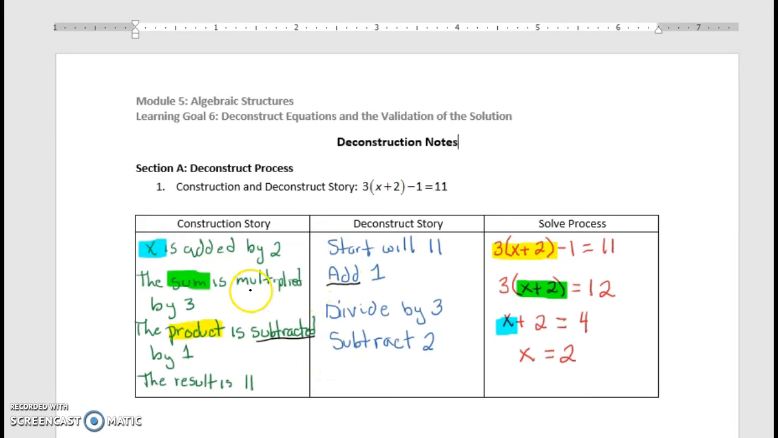We're going to use, when we constructed, we had multiplication, so in our deconstruct process, we're going to have division. And in our construction process, we added, and we deconstruct that through subtraction. And so then what happens here is when we add 1, we knew that the product was left over, and so that's the product that is left over when we add 1.